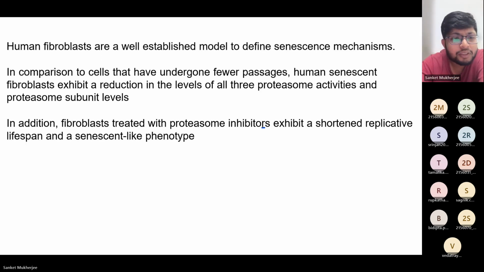So what else do we have? Okay. If we treat fibroblasts with proteasome inhibitors, they have a shortened replicative lifespan and a senescent-like phenotype. Where would we expect something like this to work out? Proteasome inhibitors in which kind of cells? If I want to use it as a treatment strategy, anybody?